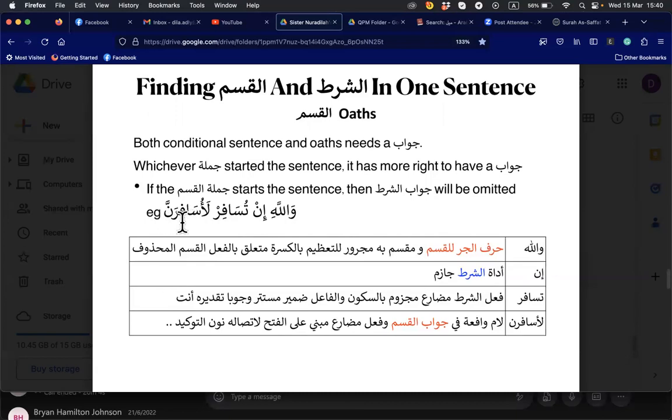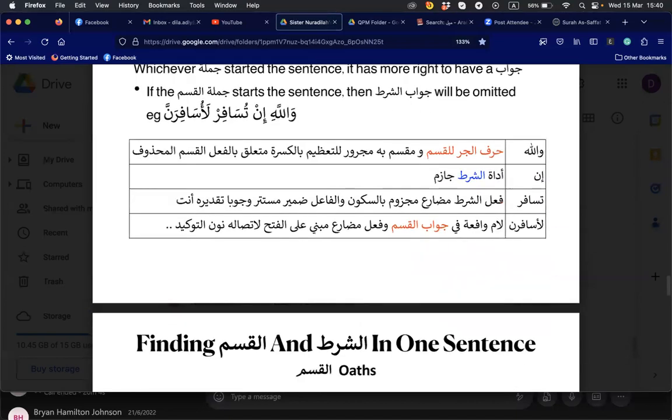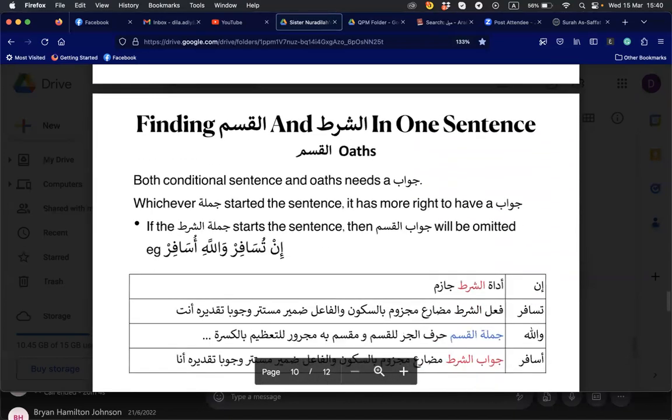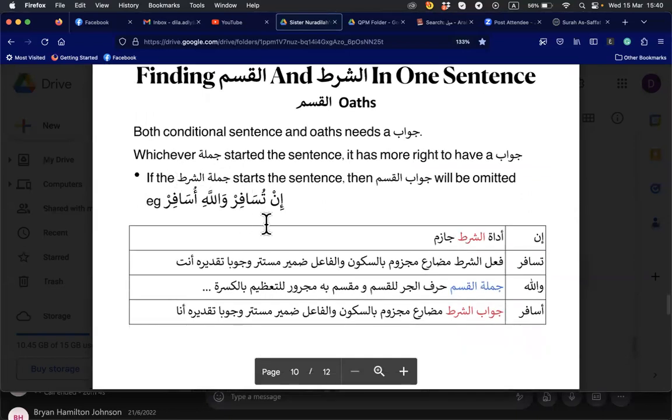Okay, so the opposite is true. If the shart comes first, then the same thing. Here, same example, same words, just different order. So in tusafir, if you travel, wallahi, I will also travel, right? Technically, it's the same, but the i'rab is a bit different.